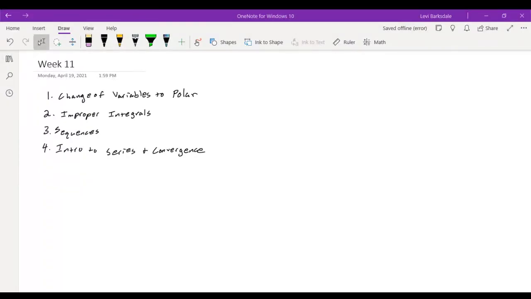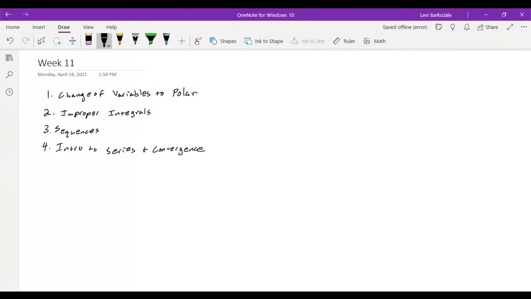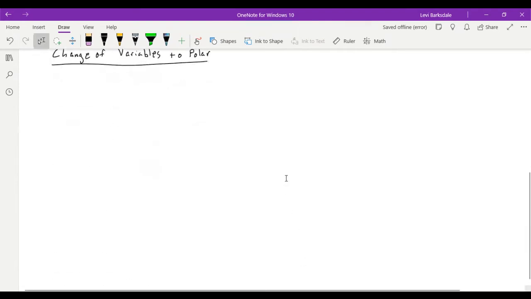Hello and welcome to the week 11 Math 2419 review. In this session we'll be going over change of variables to polar for double integrals, then we'll get into improper integrals, and lastly we'll start with sequences and some power series. So let's go ahead and get started with some change of variables to polar.